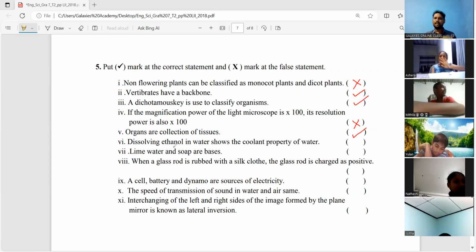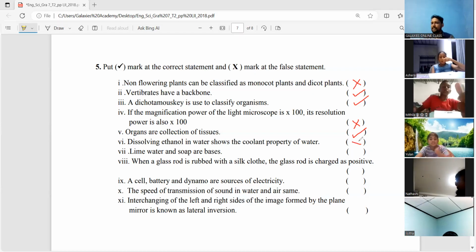Number 6, dissolving ethanol in water shows the coolant property of water. Is it correct or incorrect? Say what's the meaning of ethanol? Ethanol means the alcohol type. Dissolving ethanol in water, මේ වතුරේ ethanol දියවීම shows the coolant property of water. හරිද වැරදිද? False. දැන් දිය වෙනකොට මොකක්ද එතන තියෙන property එක? Solvent property, no? So this one is incorrect.